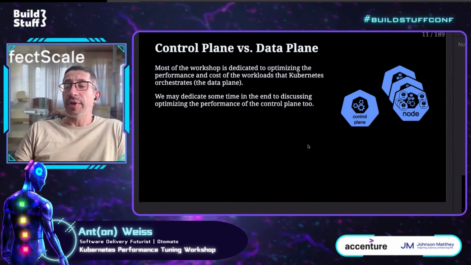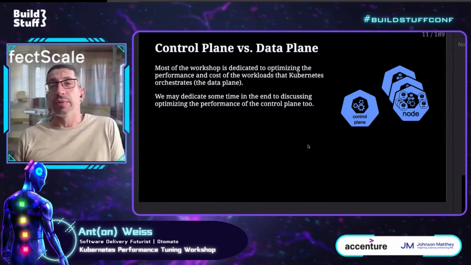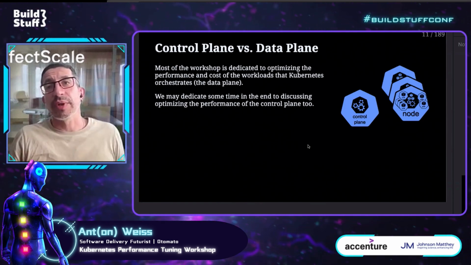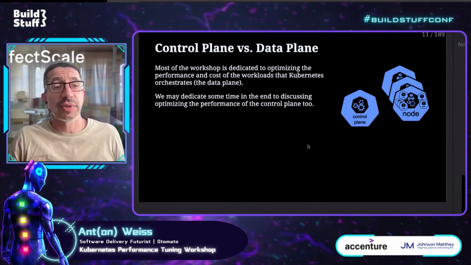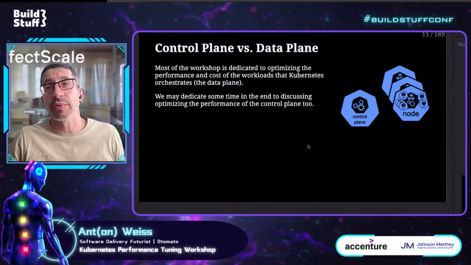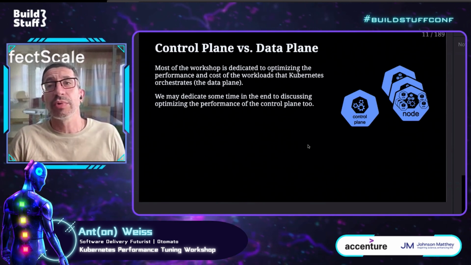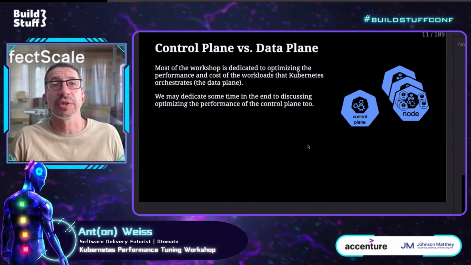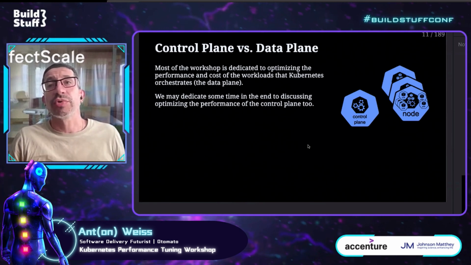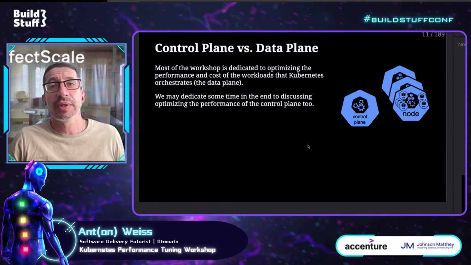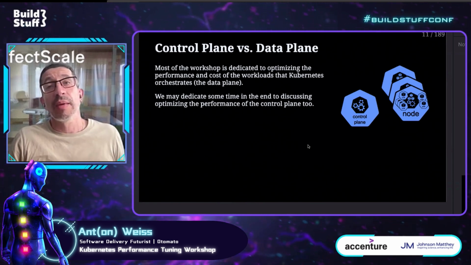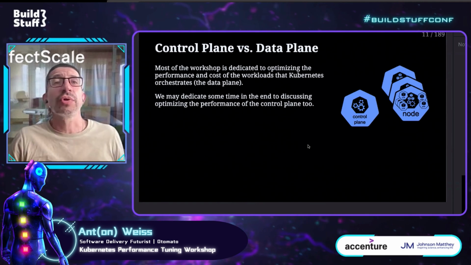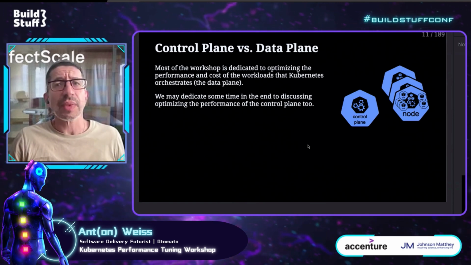Now, when we talk about Kubernetes, we usually talk about this difference between the control plane and the data plane. When you run your clusters in a managed environment, right? So if you're running Kubernetes on AWS or on Google or any other managed Kubernetes service, you don't have too much control of the control plane performance because the cloud provider takes care of that for you. But you do always have control over the data plane.